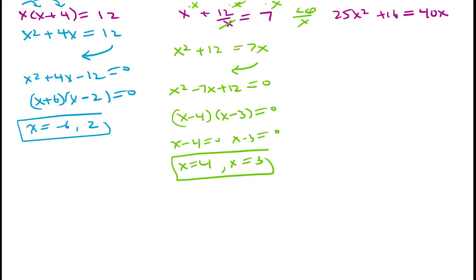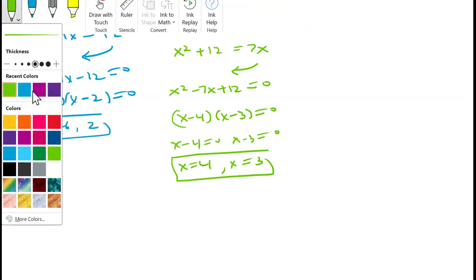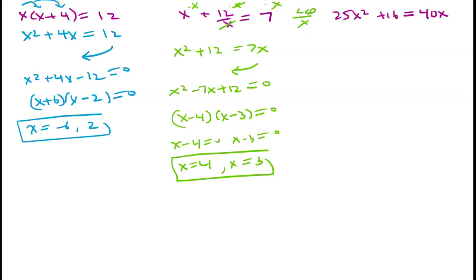All right. On this next one, what do we have to do first? Let me pause. All right, so again, we're going to move that 40x to the left side. That's going to give us 25x squared minus 40x plus 16 equals 0.